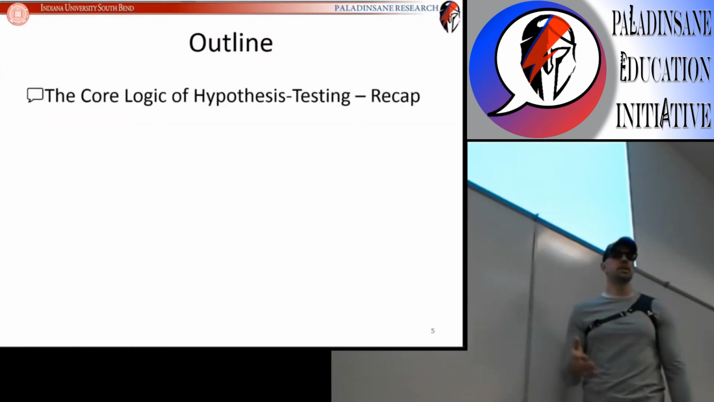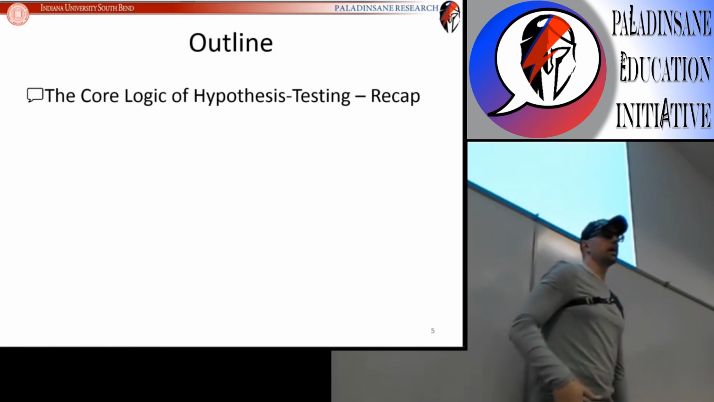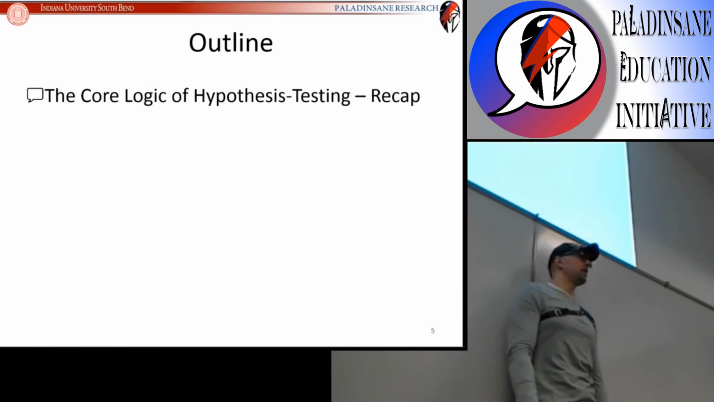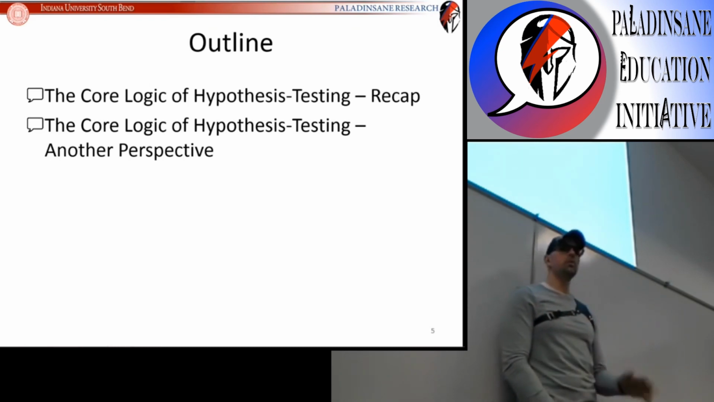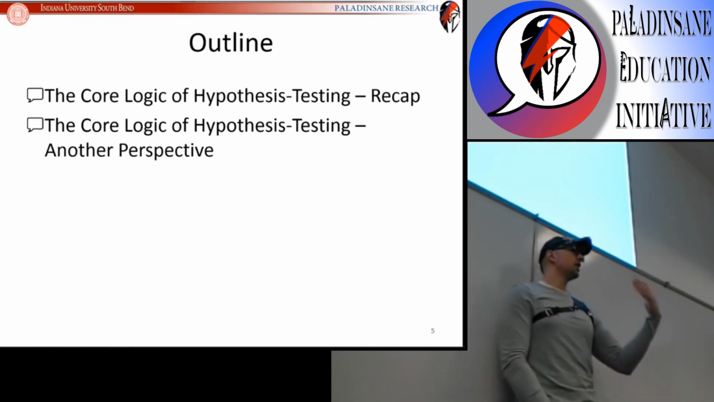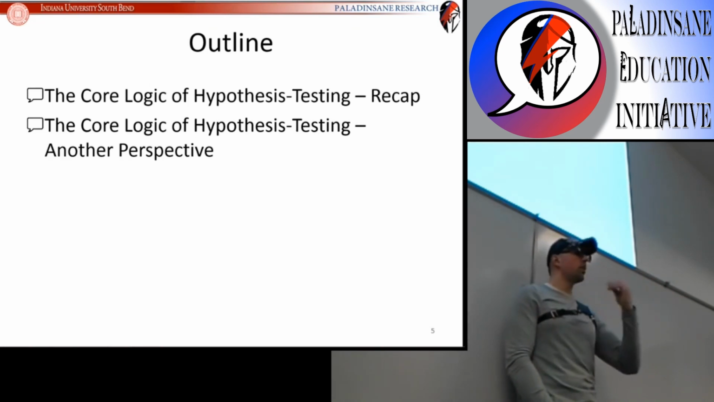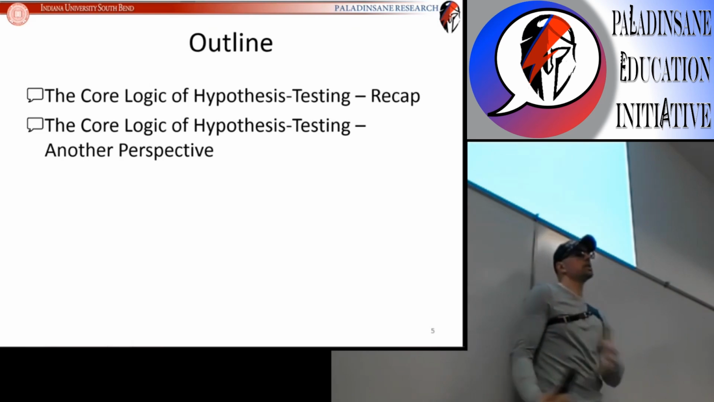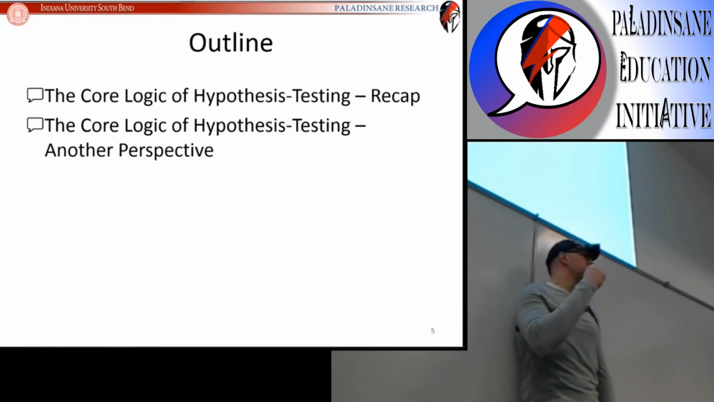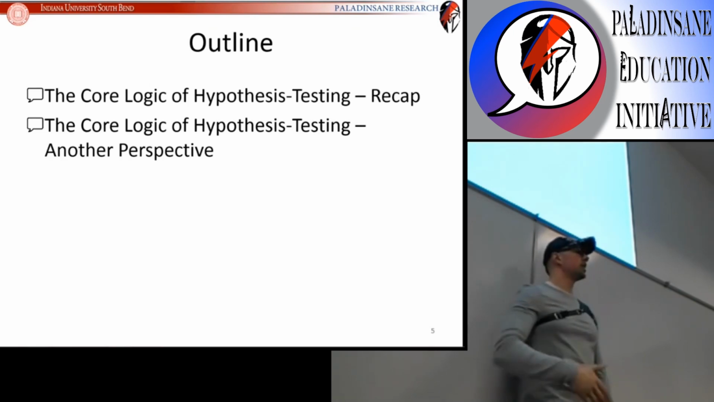So today we're going to have a recap of the logic of hypothesis testing, and then we're going to take another perspective on that logic. It's very important to eventually know what it is that we're doing when we're doing a hypothesis test. What is the logic behind it? What is the reasoning behind it? Why does it work as a way of generalizing from a sample to a population? But sometimes it requires multiple views. So we're going to take a new look at it from a different point of view.